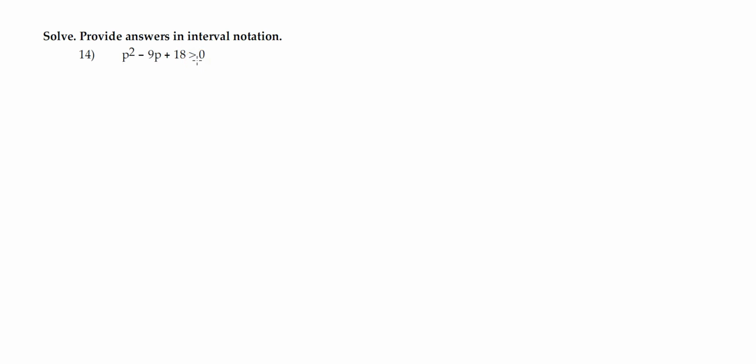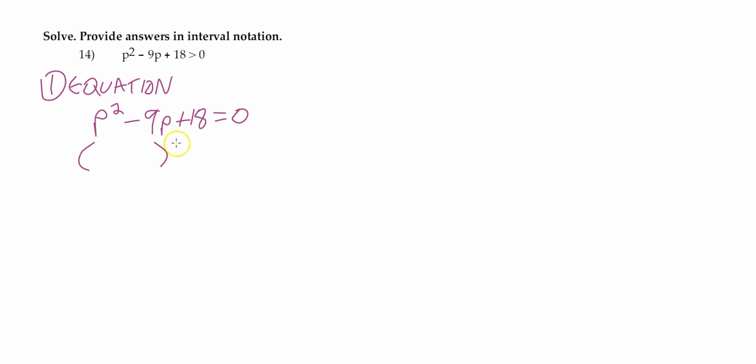Now, solving all inequalities, my technique is to change it to an equation first. So in this case, it would be p squared minus 9p plus 18 equals 0. Now that it's an equation, we can solve this by factoring, which is my hope here, or the quadratic formula, or completing the square. Definitely have methods to guarantee solutions.